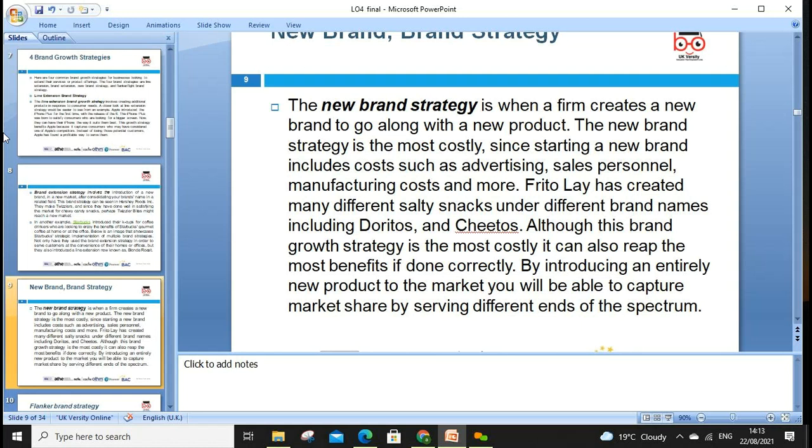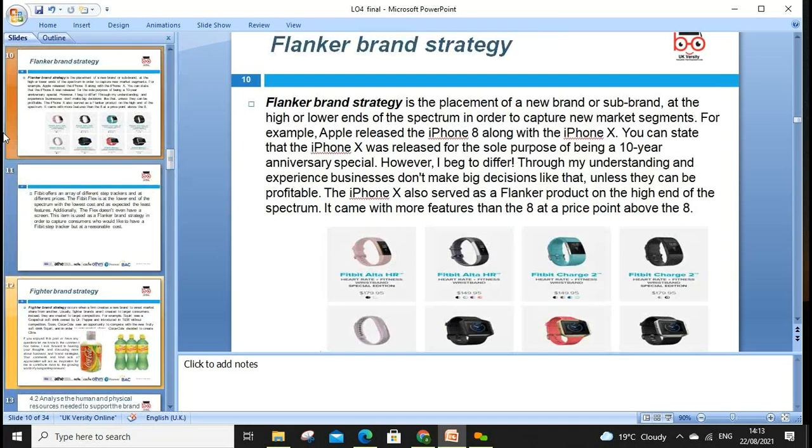So, the new brand strategy: when the firm creates a new brand to go along with the new product. The new brand strategy is the most costly, since starting a new brand includes costs such as advertising and sales promotion. For example, they created different snacks under different brand names, Doritos and Cheetos. These are all brands and growth strategy, and the main purpose is to capture more market share.